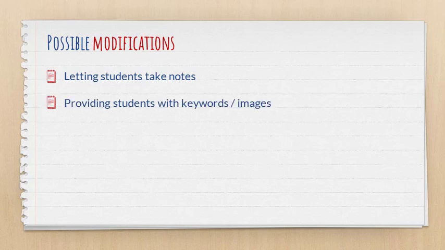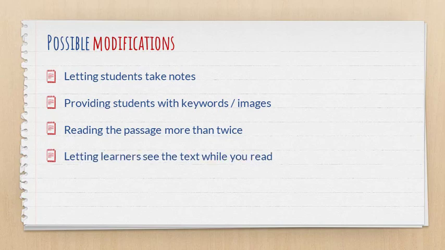Another possibility to help learners is to provide them with keywords or with images. Of course, another modification is to read the passage more than twice. And for lower level learners, you may need to do that. Even for more advanced learners, if the passage is a little bit complicated, it doesn't hurt to read it 3 times. And another possibility would be to let learners see the text while you read.